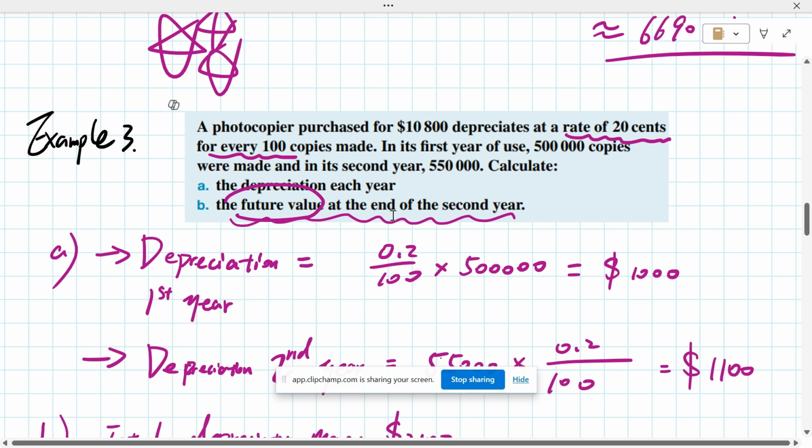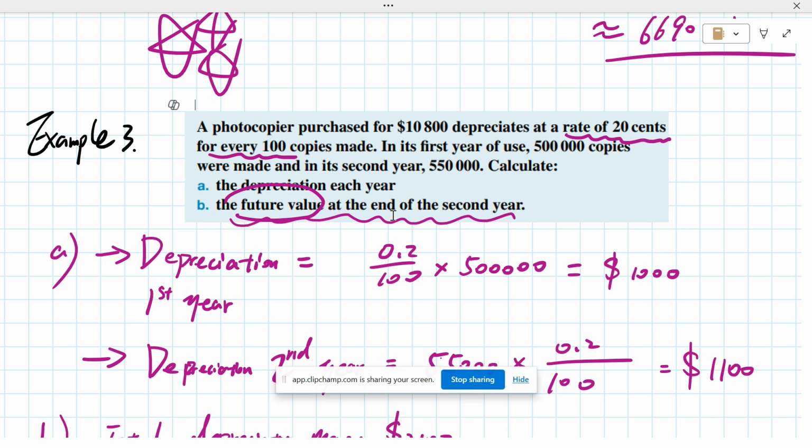Let's have a look at the other questions. So we have a photocopier worth $10,800, with a rate of 20 cents per 100 copies made, and 500,000 copies are made in the first year. The second year is 550,000. So depreciation for the first year is 20 cents multiplied by 500,000, which is $1,000 depreciation.